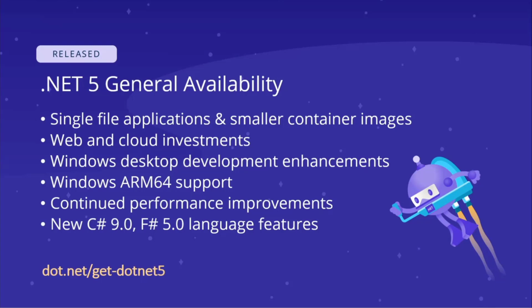There's dozens of features in here, but here's just 6 bullets to get you started. Single file applications, smaller container images, web and cloud investments, Windows desktop development enhancements. This is a big jump for us to get Windows desktop into .NET, what was .NET Core, but is now .NET 5. ARM64 support, continued performance improvements, and that's really where you're going to find most of the work that we've done in .NET 5.